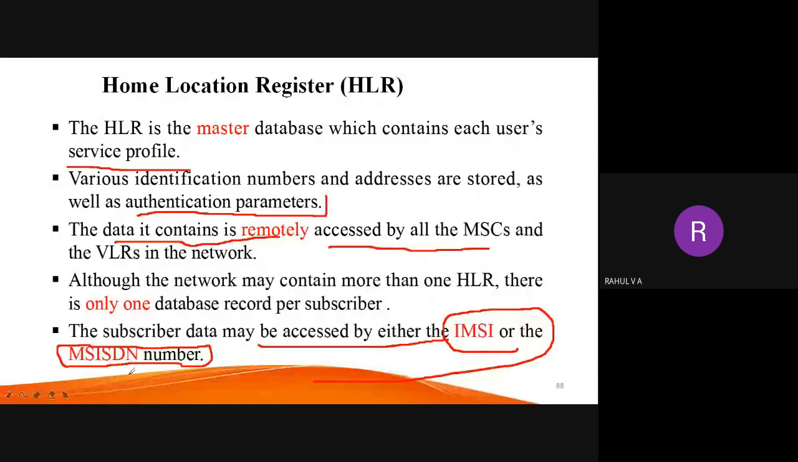Is my voice clear now? Is my voice clear? Okay.